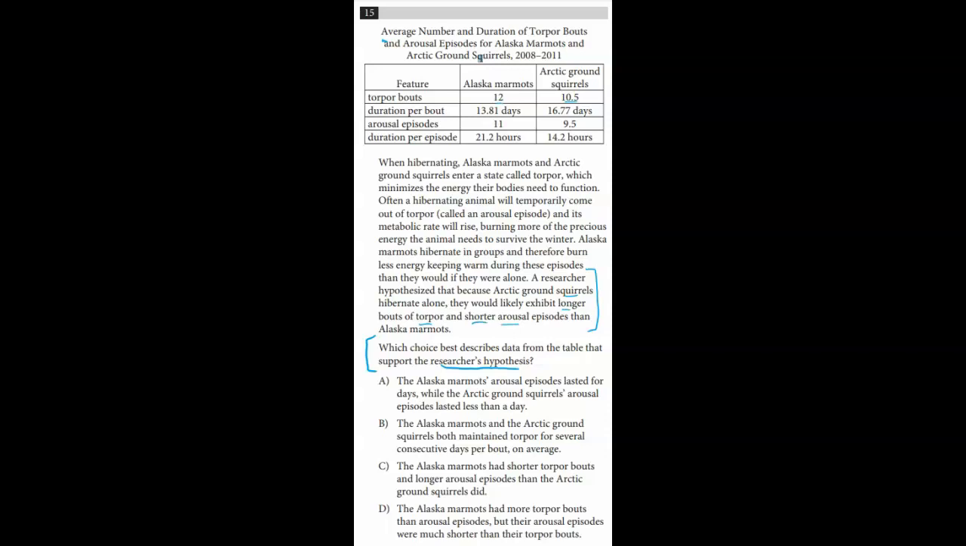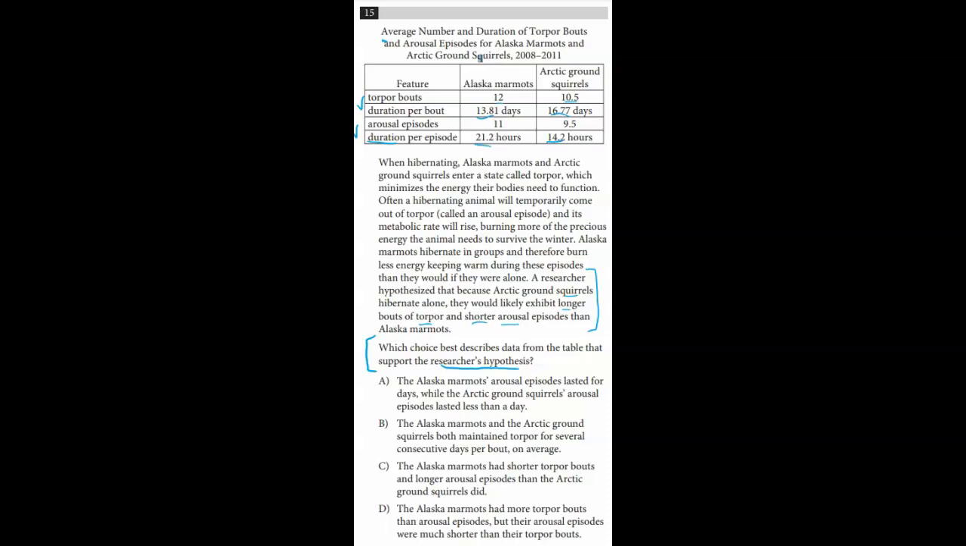So how many torpor bouts? I don't think that matters. Duration per bout. There we go. So 16.77 days, 13.8 days. Does this support her claim that they would exhibit longer bouts of torpor? Yeah, because the squirrels' 16 is bigger than 13. So yeah, this part supports it. And then we're going to see shorter arousal episodes. And then duration per episode, we get 14 and 21. So, yep, the data supports her hypothesis.